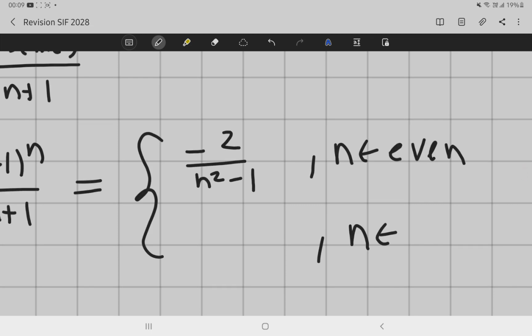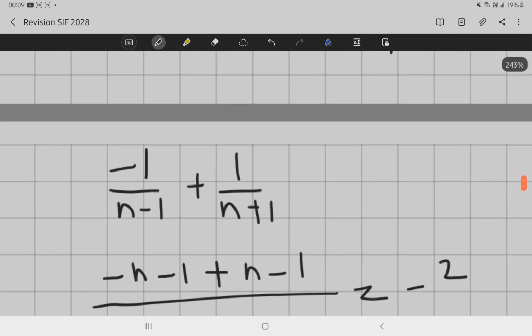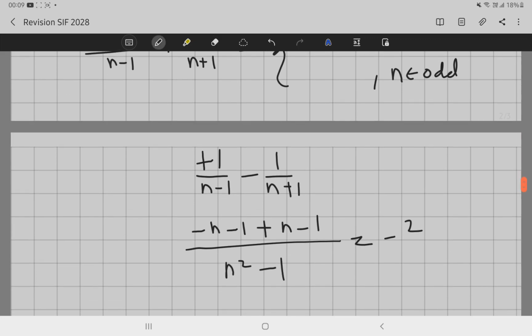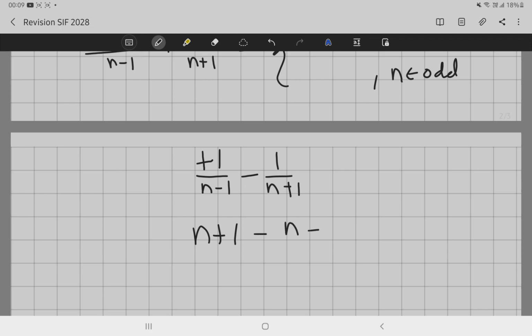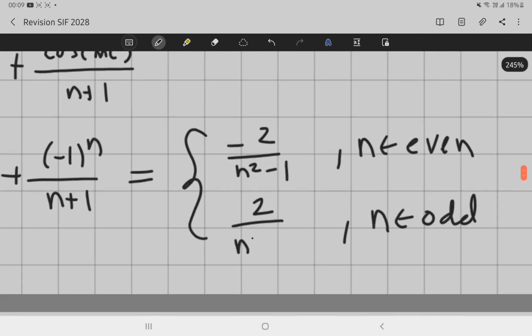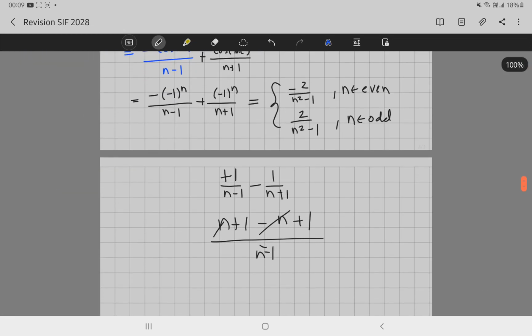If n is odd, this is plus, that one is minus, so the whole thing changes. So n plus 1 minus n plus 1 over n square minus 1. So it is 2 over n square minus 1. So that's all. Yay! So we already solved this basically.